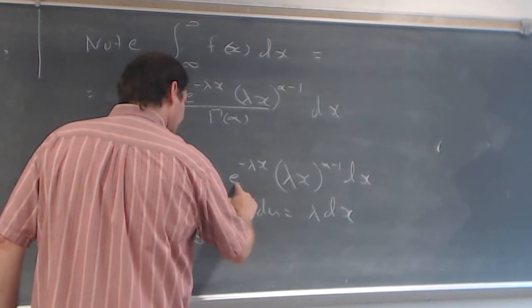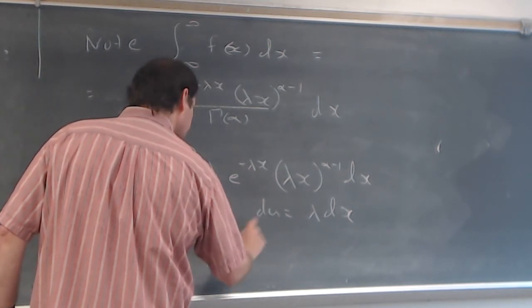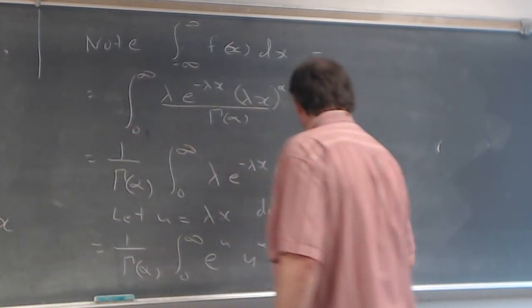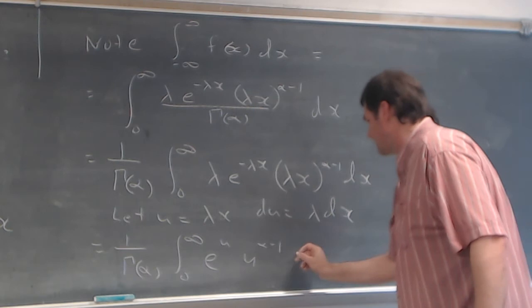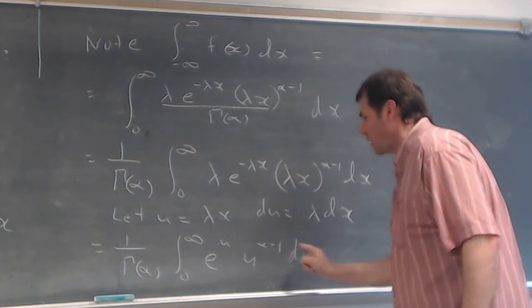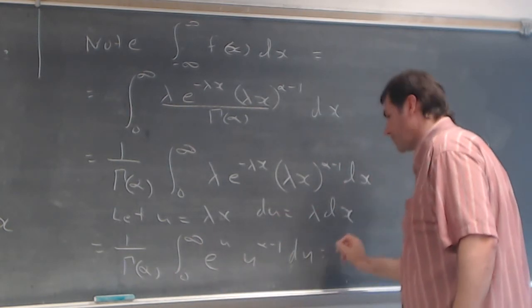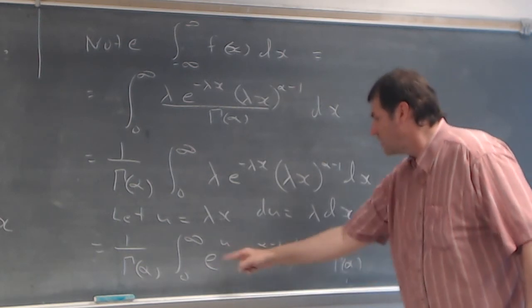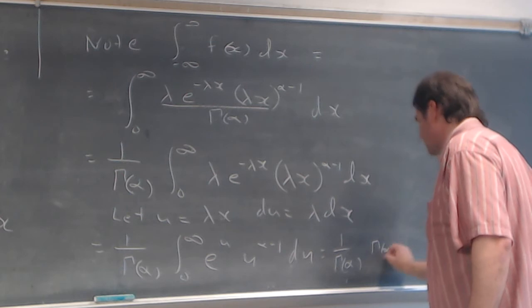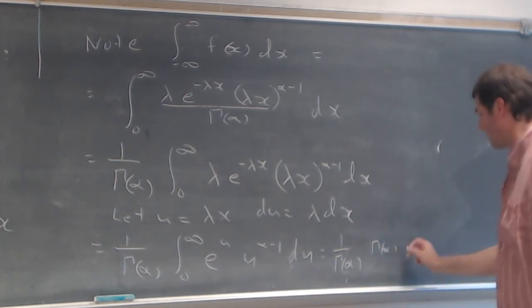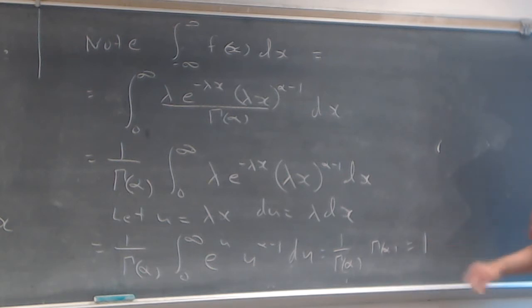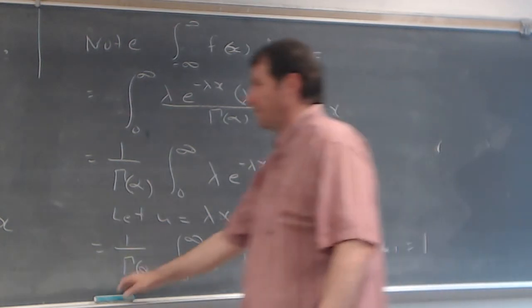And here this is going to be e to the minus u, and here is u to the alpha minus 1. Okay? And lambda dx makes du. Well, this is nothing more than gamma of alpha, even though it's written in terms of the dummy variable u. And so that's equal to 1. Okay? 1 over gamma of alpha times gamma of alpha is equal to 1. And that's what we expected.